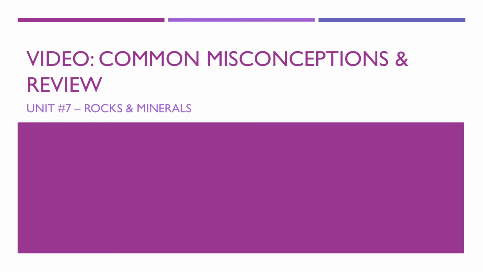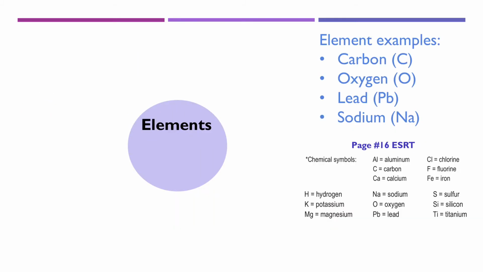In this video, we're going to go over common misconceptions with this unit and also a little bit of a review. So to start, elements are the basic building blocks for our rocks and minerals. Examples of elements could be carbon, oxygen, lead, and sodium, and each of them has a specific chemical symbol. On the bottom of page 16 of the reference table, you have all of the chemical symbols of elements that you need to know for this particular unit.